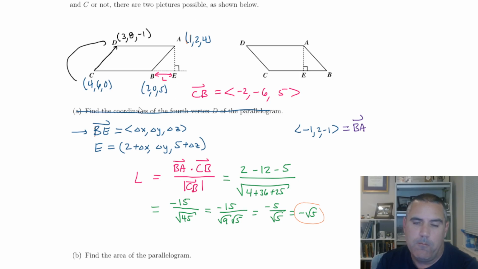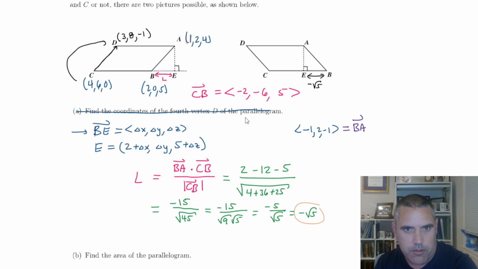What do I mean by that? So now I can find the vector BE. The fact that it's negative actually tells me something. It actually tells me it's this picture, because when I did that projection, it was this negative. So anyways, negative root 5. But that's beside the point. I want to find the vector.